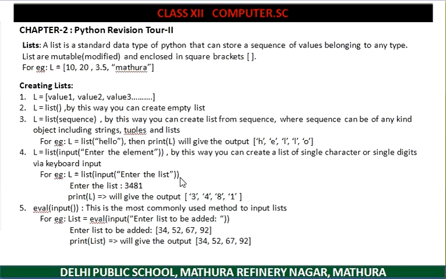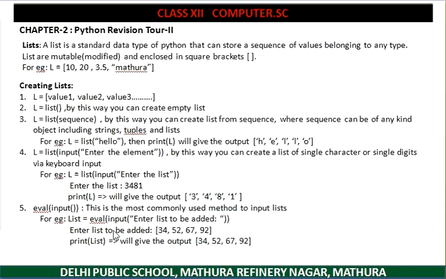Fourth way is to create a list with the help of the input function. In this way you read a value through the keyboard. So here we are reading the value: L is equal to list(input('Enter the list')). Here we are reading the value with the help of the input function, and print L will give the output in the form of a list. So this is the fourth way.